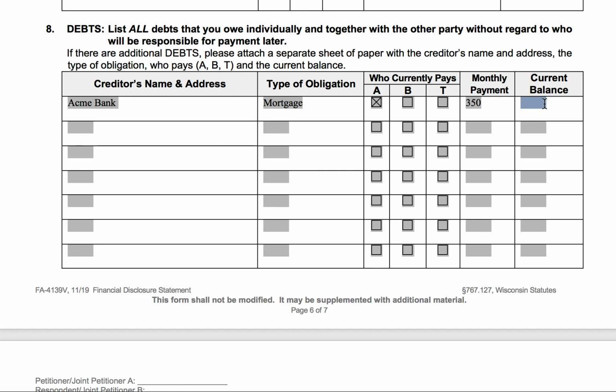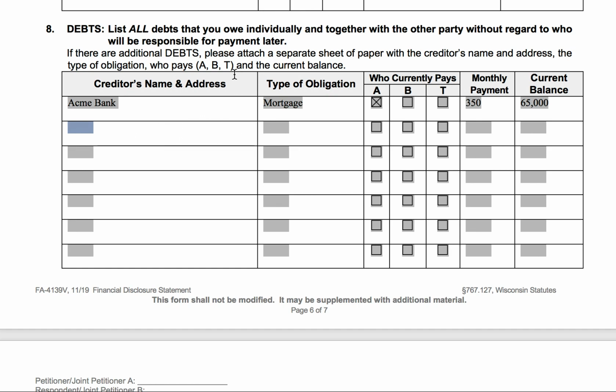And then here is where you're going to put the total balance. So the current balance is everything you owe on that. If you know the exact number for the current balance, that's fantastic. If you just have a best estimate, so you know it's about 65, go ahead and put that. And so that's really how you fill this section out.